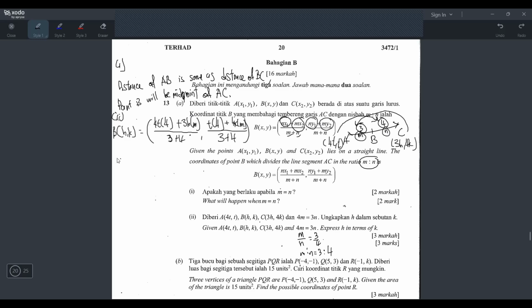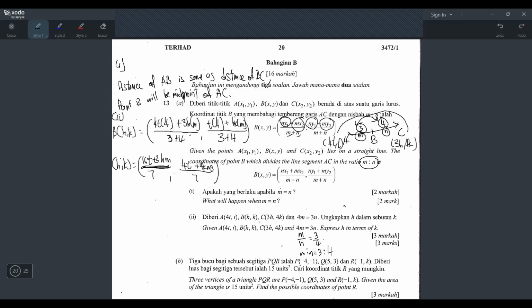Okay, so now you end up with (h, k) equals 3 plus 4 is 7, 4t times 4 is just 16t, and then 3h times m is 3hm. Okay, so what about here? Here will be 3 plus 4, 7 also. t times 4 is 4t, and then 4k times m, which is 4km. Okay, so now you can actually compare.